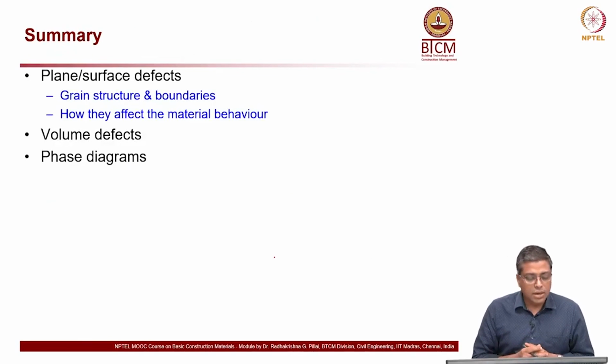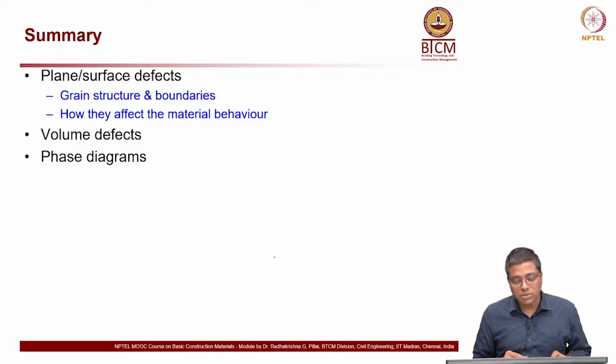Okay, to summarize, we looked at plane and surface defects. We talked about grain structure and grain boundaries, and also how grain structure, grain size, shape, etc. might affect the material behavior. We talked about how they affect the toughness in detail, and also volume defects, which are mainly about air voids or inclusions inside the material. And then we finally talked about the phase diagrams. We talked about the phase diagram of soluble material systems, the partially soluble and insoluble materials.